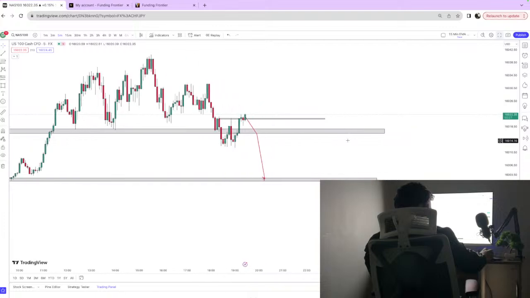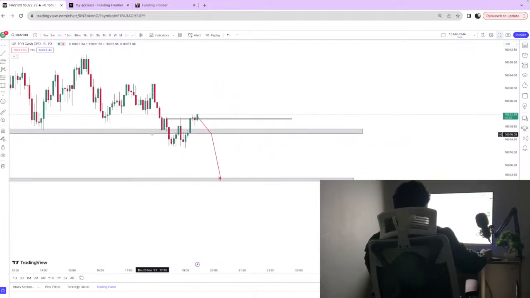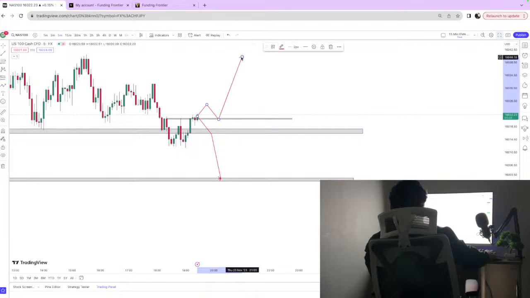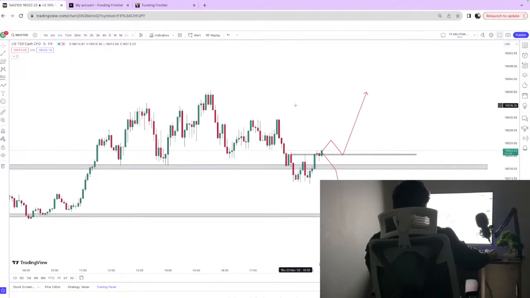and this is the neckline which I have made for the double bottom, and it's a breakout of the double bottom, this candle. So if it goes like this, and then retests this point, then I can look for a target for this particular point. Okay, so this is the trade idea for today.